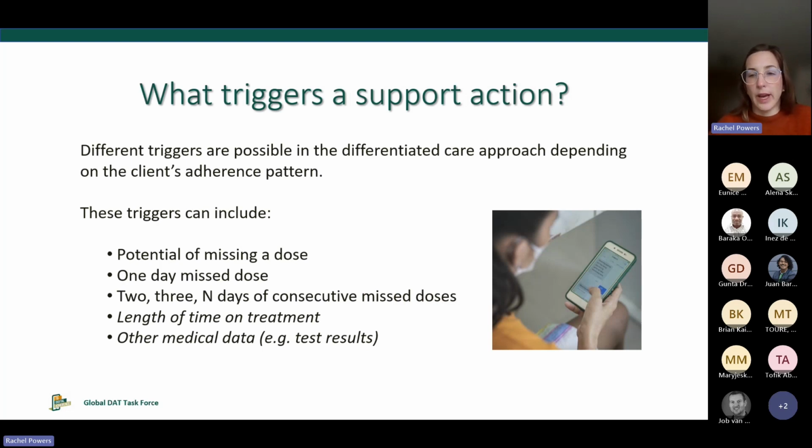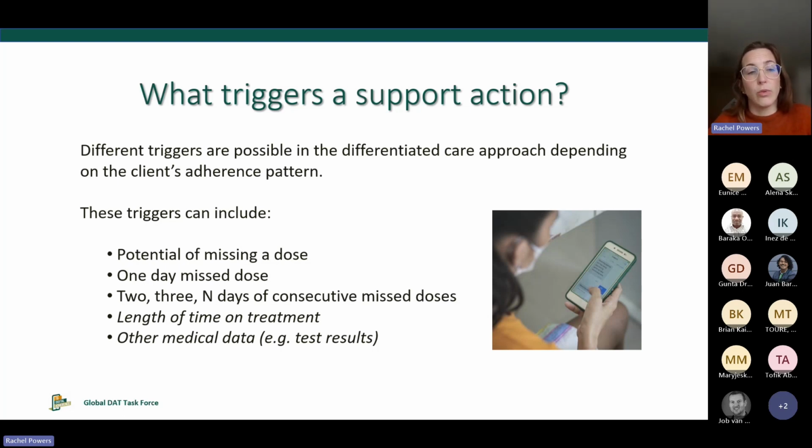So if we think about support actions, we also need to think about what is the trigger for this action? When do these support actions need to happen, based on what? So we can think mostly about how the client's adherence pattern may trigger a support action. If you think of someone who has not reported their dose for that day, maybe it's the end of the day, they could get a reminder message because they have potential of missing a dose. If they have missed reporting a dose, maybe the next day they could get a message or an in-app notification.